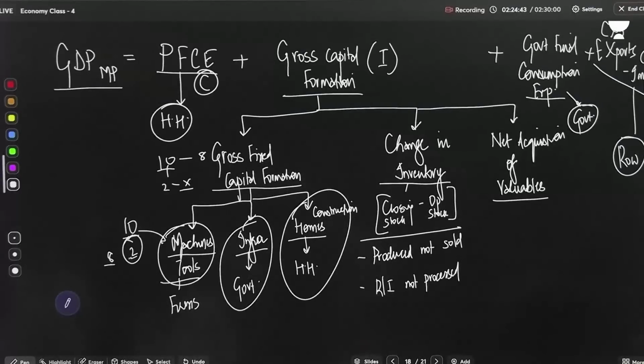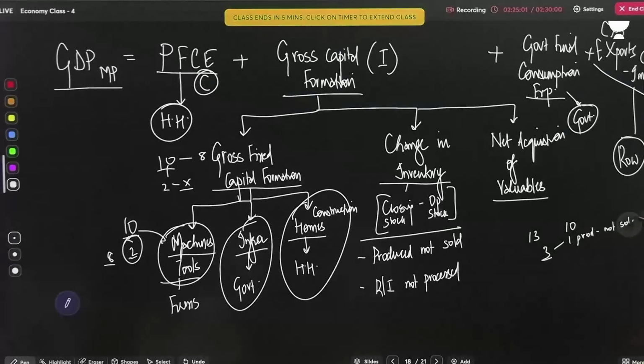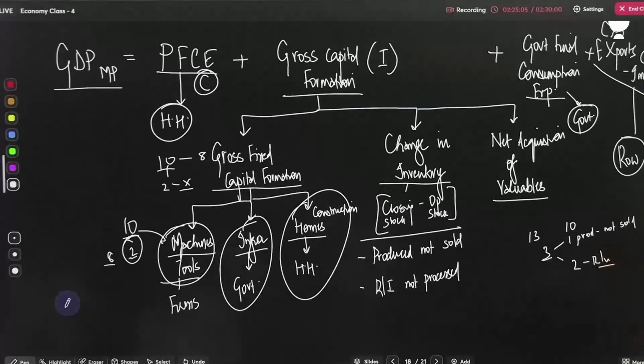So that is final for that year. It should not be included again next year. How will it not be included? So this year what will happen? Closing stock is 13, opening stock is 10. I have 3 goods, one which was produced but not sold, and two were raw and intermediate. So ये 2 count हो गए यहाँ पे, right?